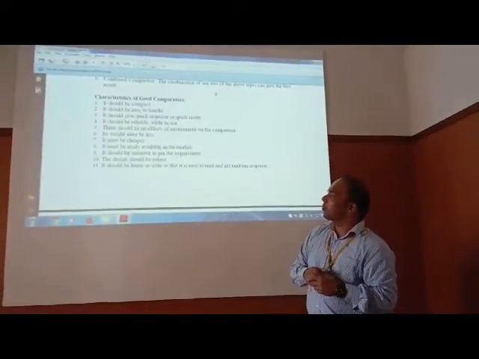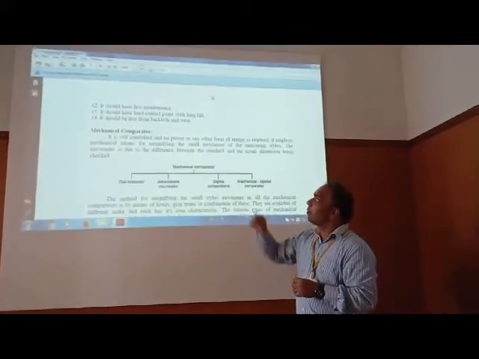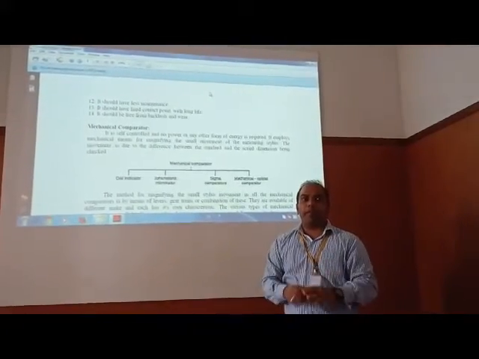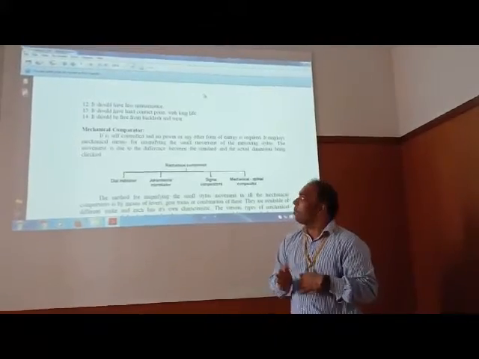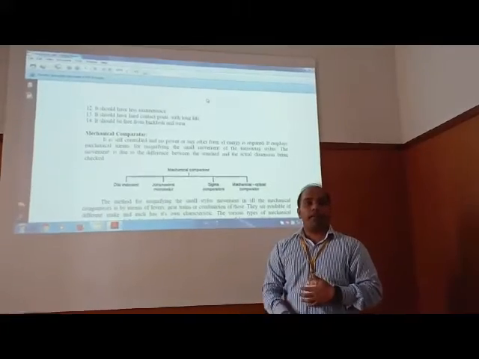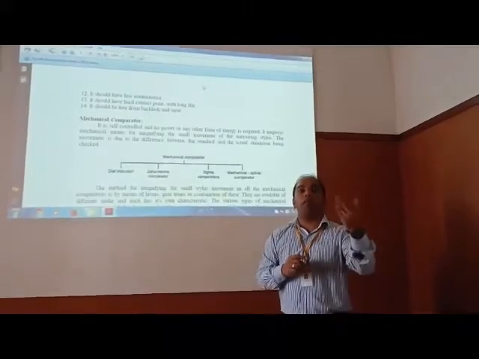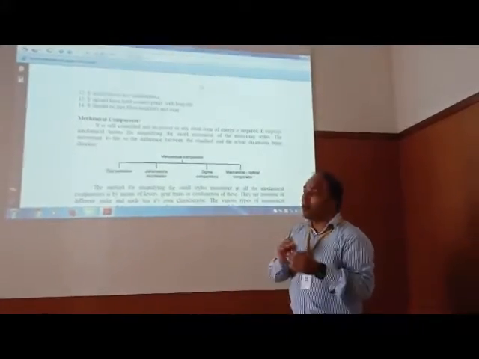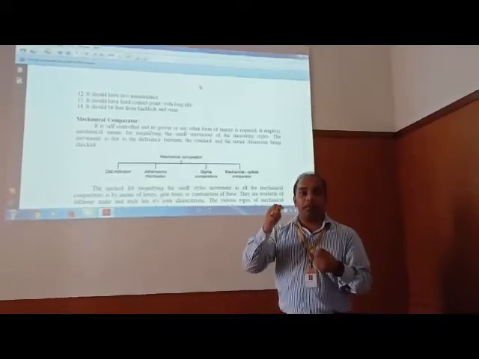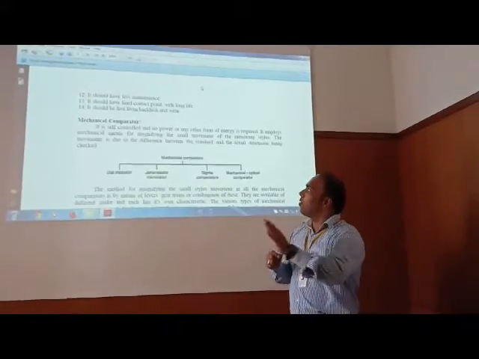Next, these three are special characteristics. It should have less maintenance. That means it should work satisfactorily, but maintenance should not occur at constant intervals. It should have a hard contact point with long life. Now why a hard contact point? Because the hard contact point may define a number of more components. It should be free from backlash. Now backlash occurs after prolonged use, therefore giving a number of errors after wear and tear of the comparator. So it should be free from backlash.